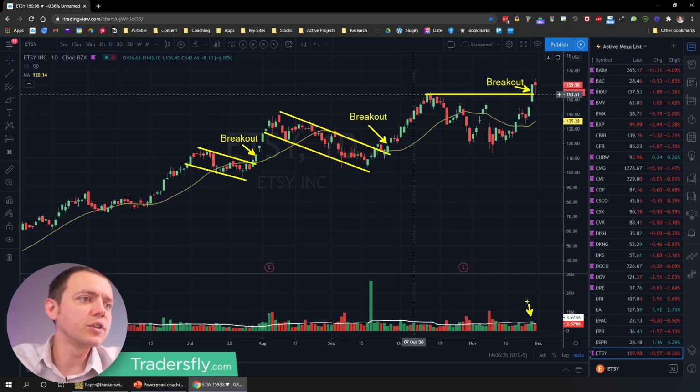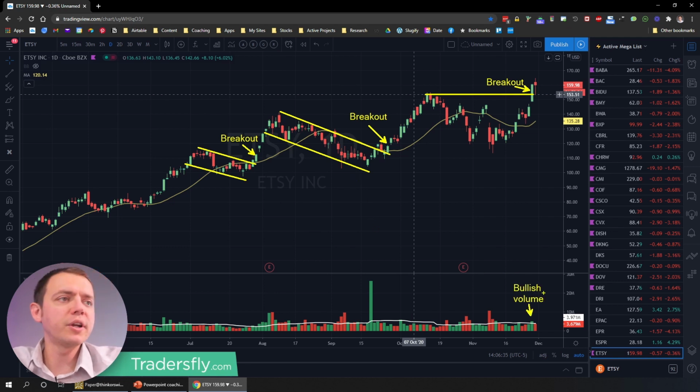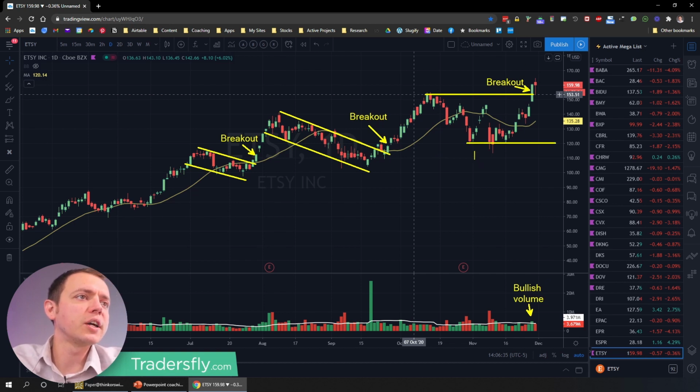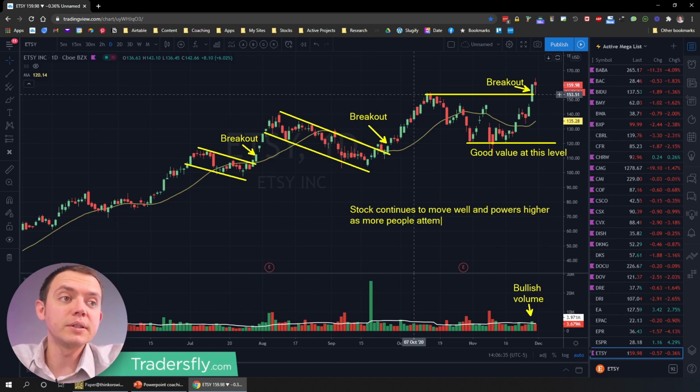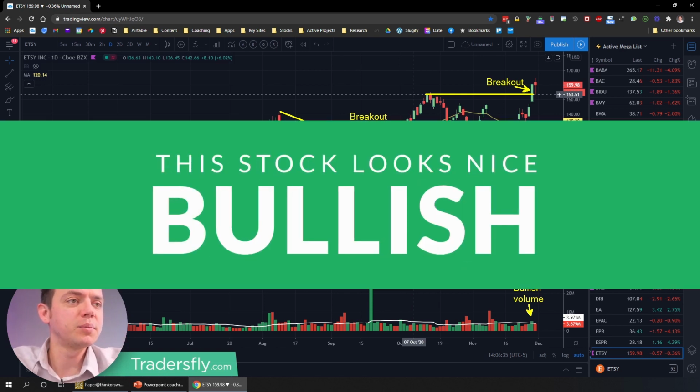And the bullish volume does pick up right there, and so the stock is doing quite well. Here's a nice good value support level right there for the 120. So the stock continues to move well and powers higher as more people attempt to make money from home on Etsy. So that's the case, and that's why this stock's been doing well and continues to be bullish.